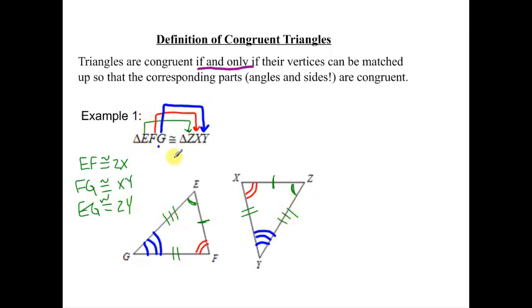So just this statement again right here told me all these angles were the same and all those sides are the same.